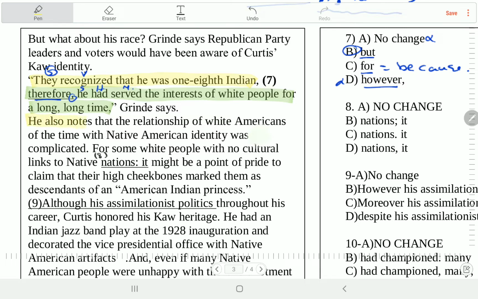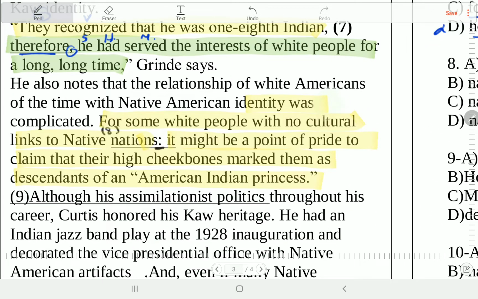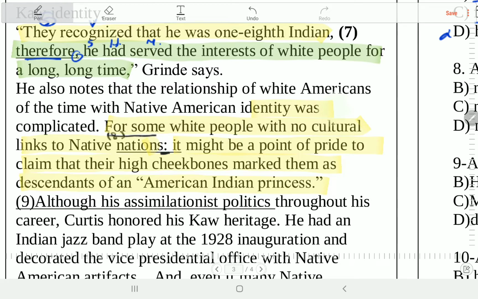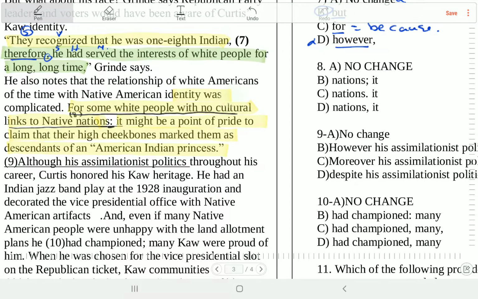He also notes that the relationship of white Americans of the time with Native Americans was complicated. We shouldn't read that part. So, for some white people with no cultural links to native nations, semicolon, or colon, sorry, it might be a point of pride to claim that their high cheekbones marked them as descendants of an American Indian princess. So we have here a colon. Remember the colon? Before the colon we have a complete idea. Is that a complete idea? When I say for some white people with no cultural links to native nations, is that a complete idea? It's a phrase, meaning you have no subject and no verb, so it's a fragment. So we can't put a colon here. What else? The semicolon. Let's remember the semicolon: two complete ideas. So definitely it's not B. A full stop, actually semicolon equals full stop, so they should be deleted together. So it's the prepositional phrase. We end the prepositional phrase or any introductory phrase.